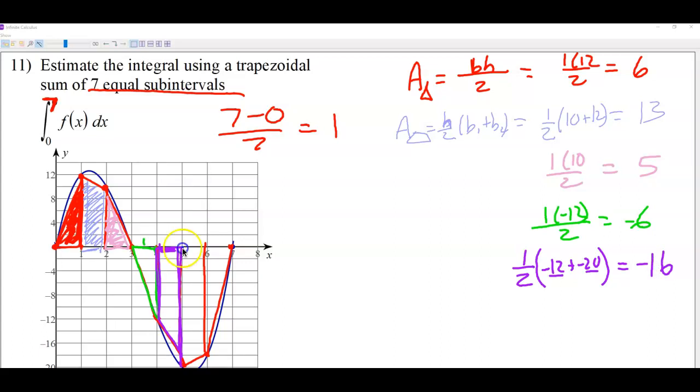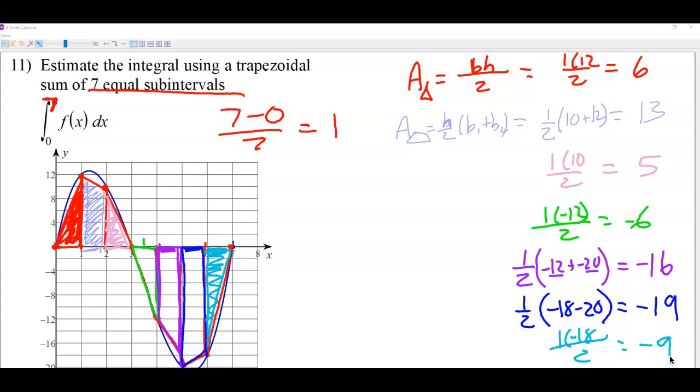Next trapezoid, bases are 18 and 20 with a height of 1. They are negative heights though. That's -19. And the last one there, base of 1, height of 18, and it's a triangle. So we have base times height over 2, which is -9.